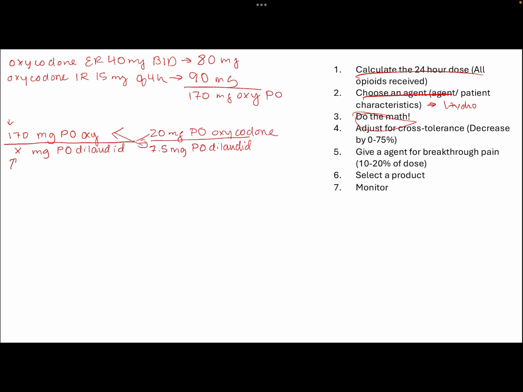Okay, let's cross multiply. So I get 170 times 7.5 equals 20x. We can divide both sides by 20. And that should get us like 63.7. Let me double check with my calculator here. 170 times 7.5 divided by 20, 63.7. And this is milligrams of PO dilaudid.